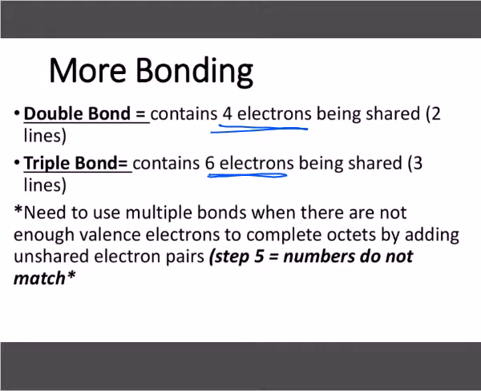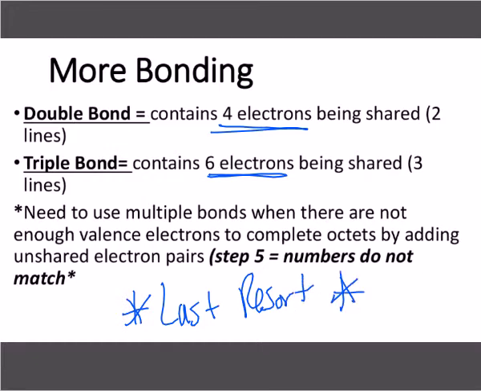So, we need to use multiple bonds when there's not enough valence electrons to satisfy the octet rule for everybody. Guys, as soon as I introduce double and triple bonds, typically, that's when people start putting them in all over the place. They are a last resort. Okay? Double and triple bonds are a last resort. Only when you absolutely have to use them. Don't start going double bond and triple bond crazy just because you think it looks cool having more than one line drawn between atoms. Okay? It's not going to get you to the right shape.